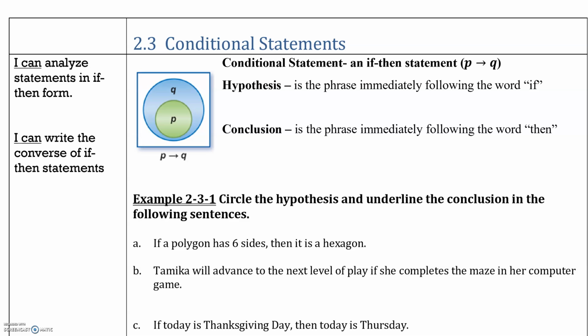We are going to start off with a conditional statement, and a lot of times you'll see this in science class. A conditional is an if-then statement, and we use symbols to describe that. P for our hypothesis, and then Q for our conclusion. So our hypothesis is the phrase immediately following the word if. So if something, hypothesis, then, and after the word then is our conclusion.